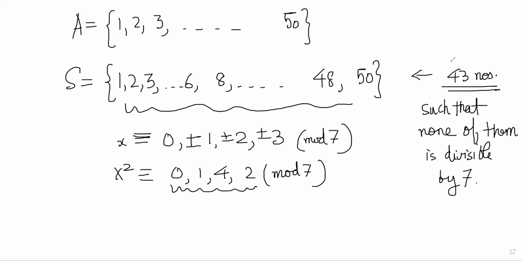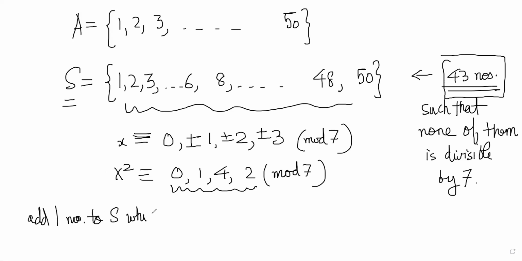But this is not the answer. Right now, we might guess that S is 43. The maximum number of elements is 43. But what we can do is we can add one number to S, which is divisible by 7.